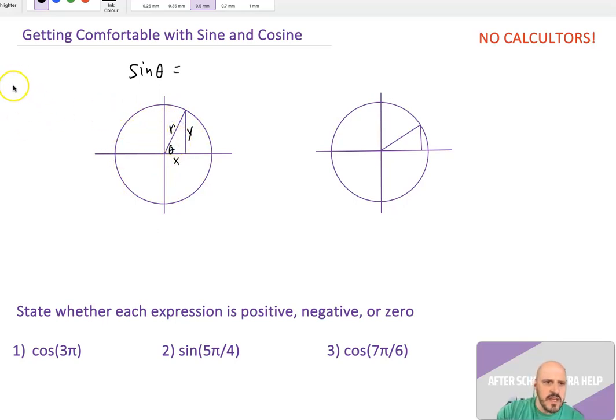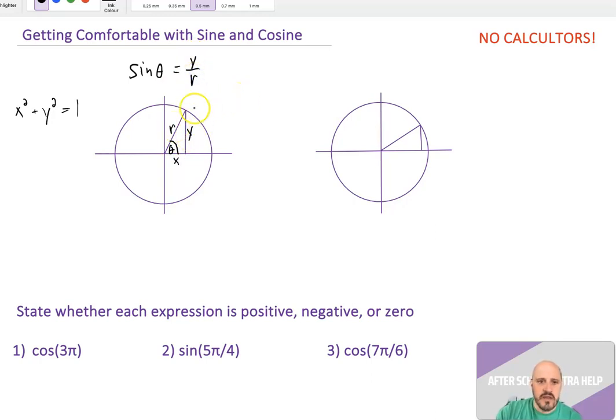Just to make sure you remember where the unit circle comes from, here's the equation of our unit circle, x squared plus y squared equals 1. It's called the unit circle because our radius is always 1 unit. So if we're looking at our sine ratio, opposite over hypotenuse, from our angle theta, my opposite side is y, and my hypotenuse is r.